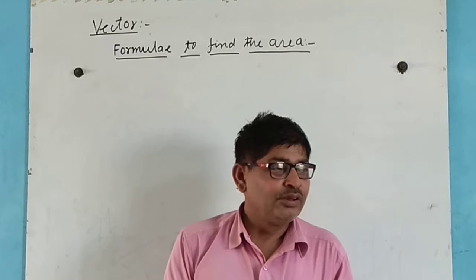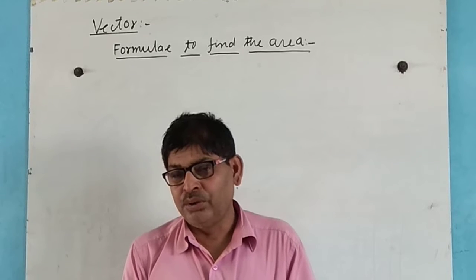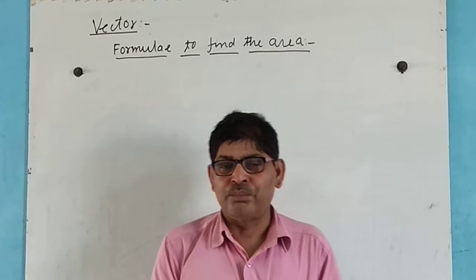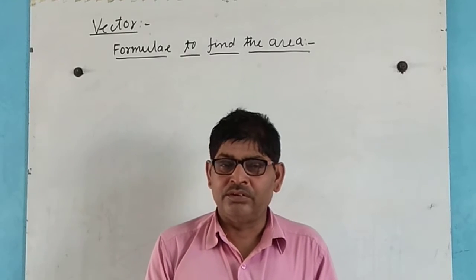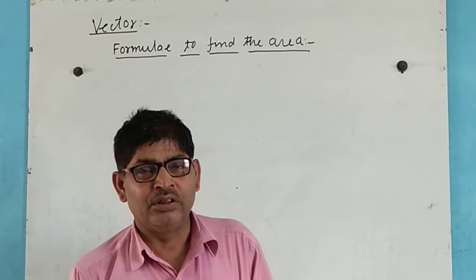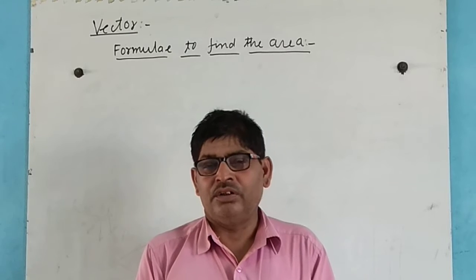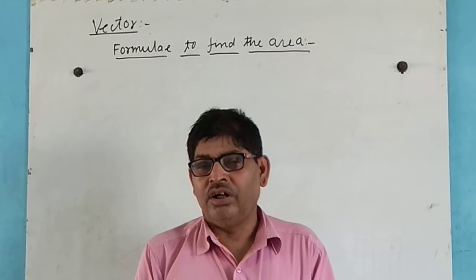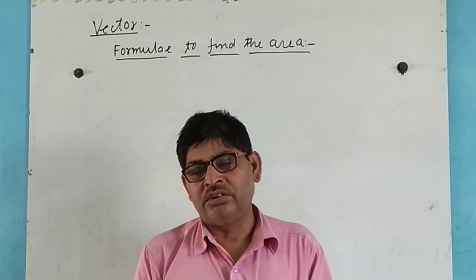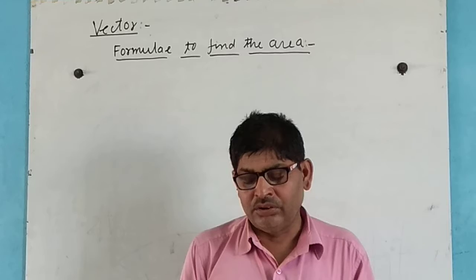If P and Q are the adjacent sides of a parallelogram, then the area of the parallelogram is the modulus of vector P cross vector Q. And if the diagonals of a parallelogram are given, then its area is also given by the modulus of a cross product.